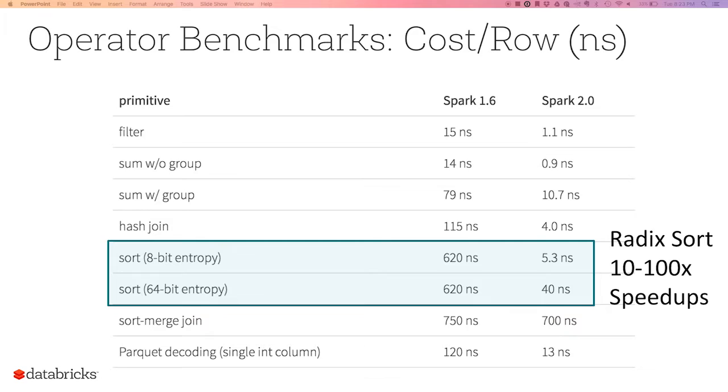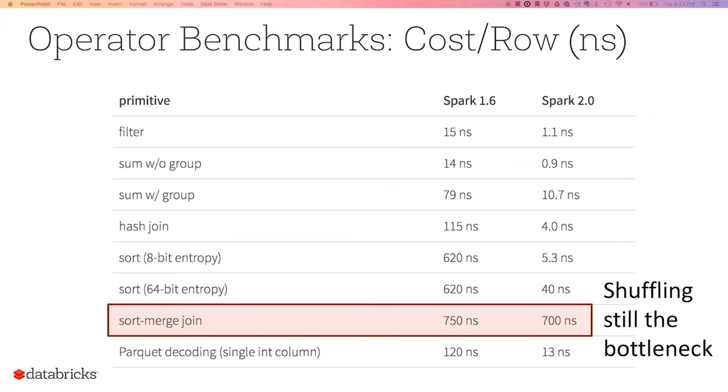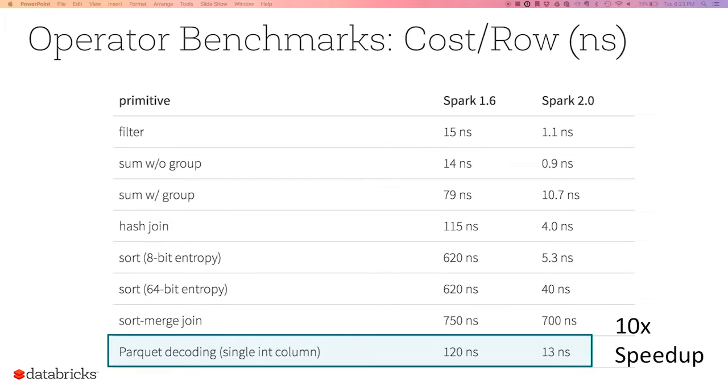Spark 2.0 also had a new radix sort implementation, which resulted in around 10 to 100 times speedup in performance. We did not find much speedup between 1.6 and 2.0 for the sort merge join, because shuffling in this case was still the major bottleneck. And then we also had a new vectorized reader, which ended up speeding performance for the Parquet decoding by almost an order of magnitude.